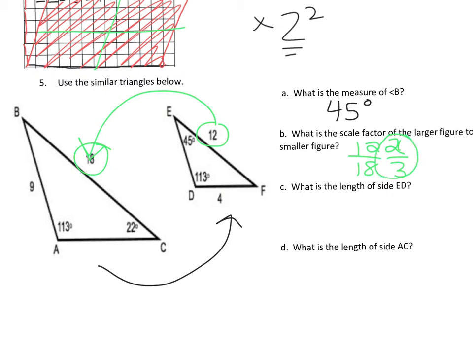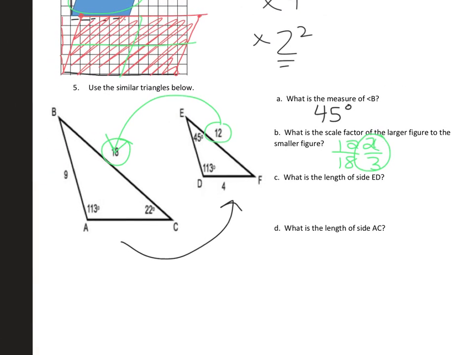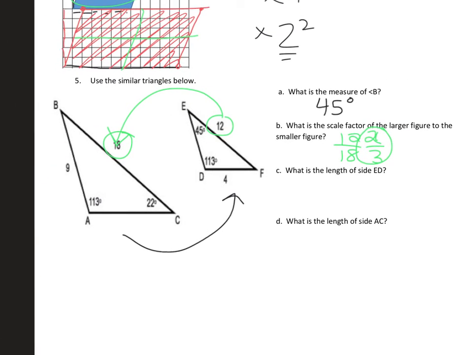What is the length of side ED? So I'm trying to figure out this length. So I know the scale factor is 2/3. So this side corresponds over here, so I can multiply 9 times 2/3. So I can do 9 divided by 1 times 2 over 3. And with fractions, I multiply straight across, so I get 18 over 3, which is 6. So ED is 6.